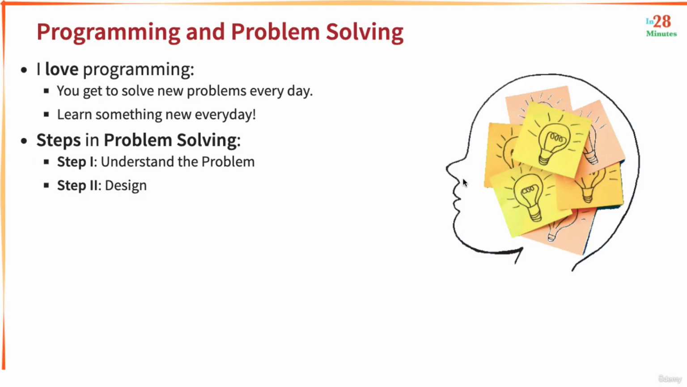The second thing is to design a solution. How do I want to go about solving a specific problem? That's the design. That's where you break the problem down into multiple steps and try and solve it step by step. If it's a big problem, you cannot solve it at one go. What you do is to break it down to smaller problems and try to solve the smaller problems first.